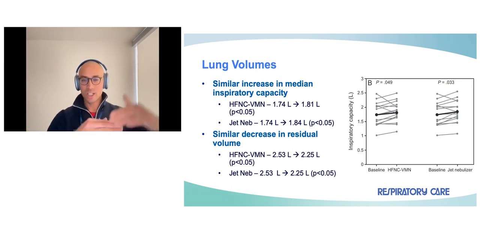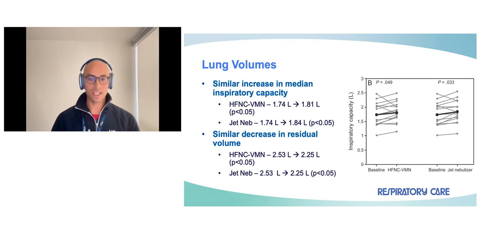Well, we're seeing an increase in inspiratory capacity and a decrease in residual volume. That suggests that you have less dynamic hyperinflation, less auto-PEEP, and that the subjects are having improvement in their airflow obstruction. So we're seeing similar effects in the high flow vibrating mesh versus jet neb, which, going back to our research question of non-inferiority, is leading us to believe that there is a similar effect between the two.